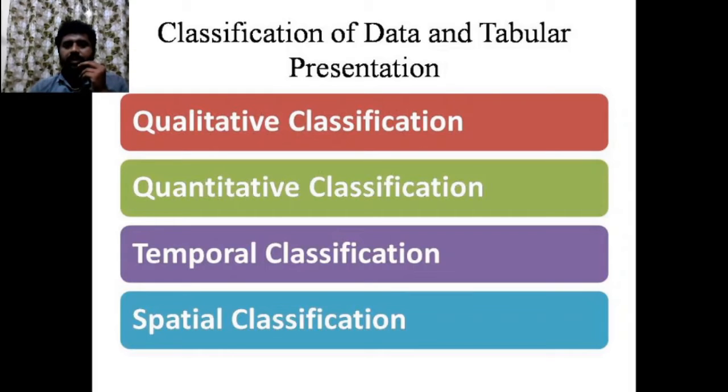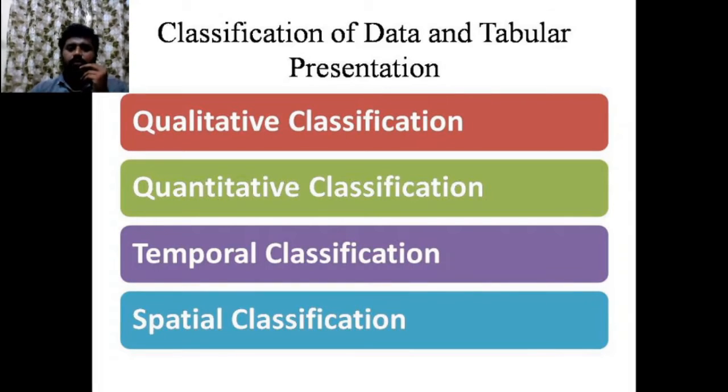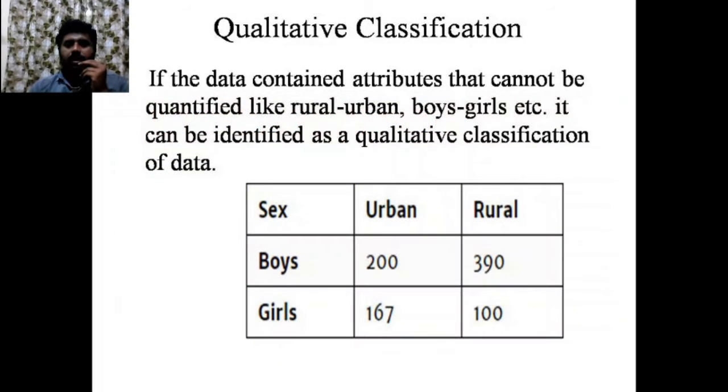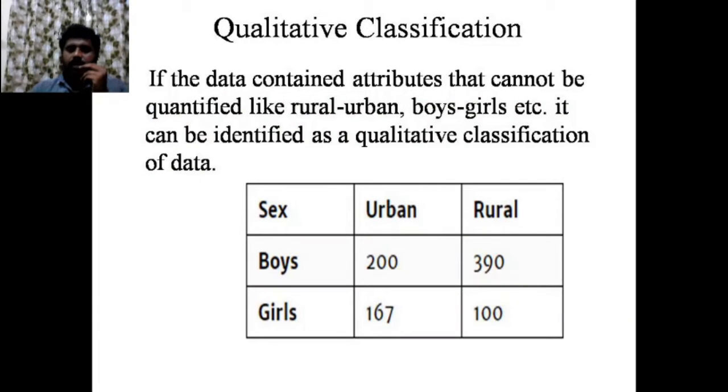So how do we classify the data? We can classify the data into four forms: qualitative, quantitative, temporal, and spatial classification. Qualitative classification, if you look at this picture, contains the attributes that cannot be quantified. It is called qualitative classification.